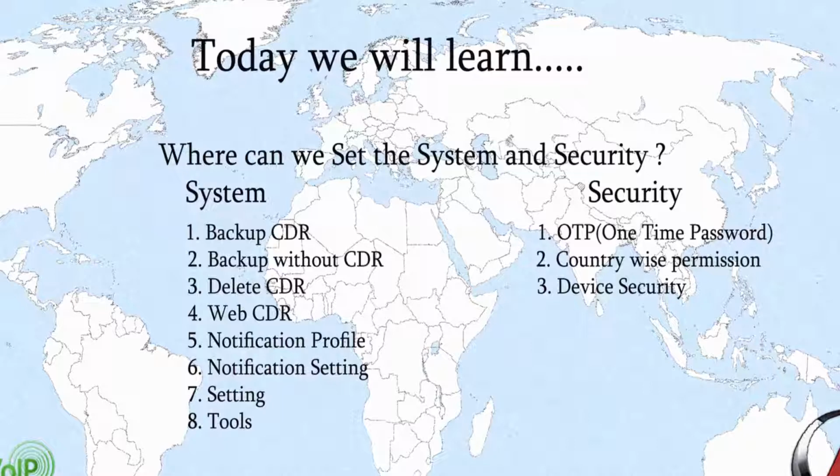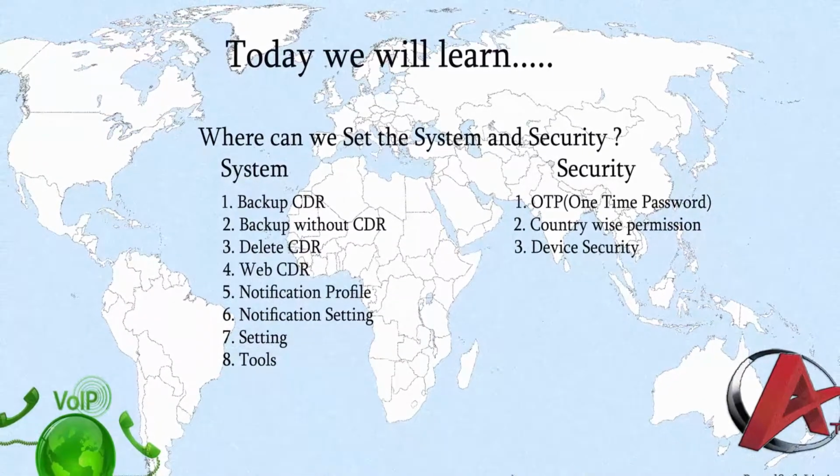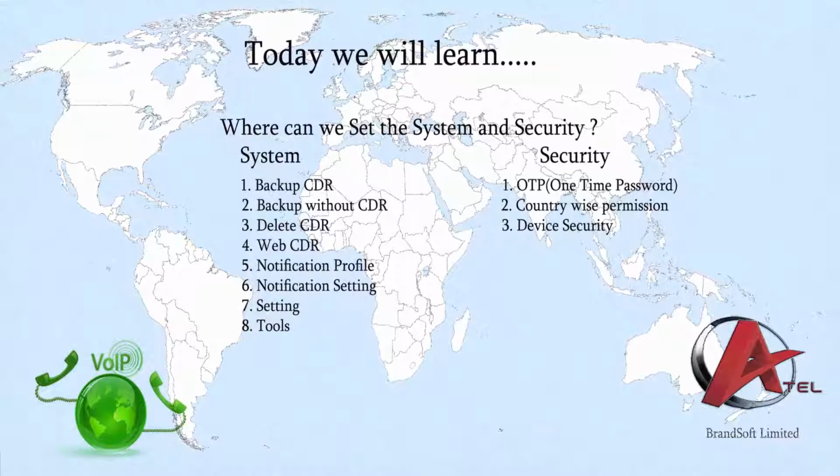Today we will learn where we can set the system and security. From system, we will learn where we can do backup CDR, delete CDR and web CDR, where we can set notification profile and notification setting, and details of the functions of settings and tools. From security, we will learn OTP setting, and where we can set country security and device security.